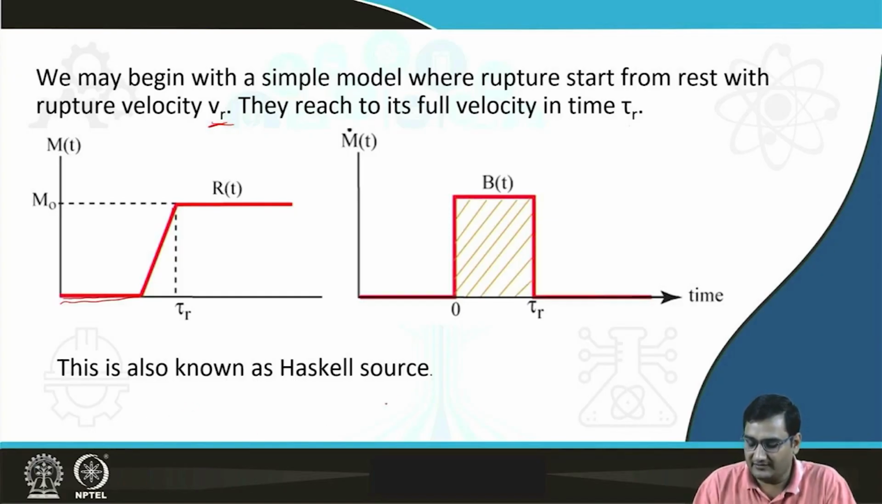This is also known as the Haskell source, and if you take the derivative of this simple source model, it will become the boxcar function, something like this, and M of t will become M dot of t, that is the time derivative of the source time function, and it is varying from 0 to tau r. This is the rupture time here.